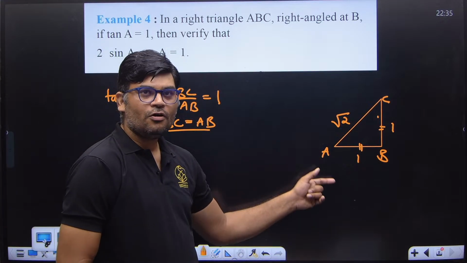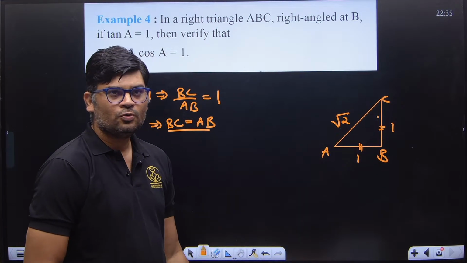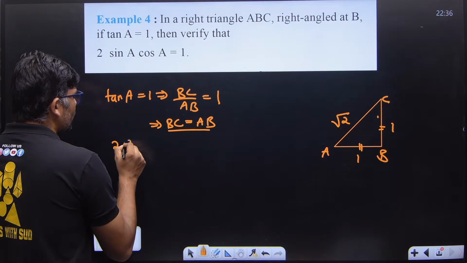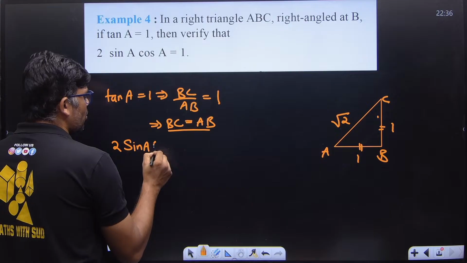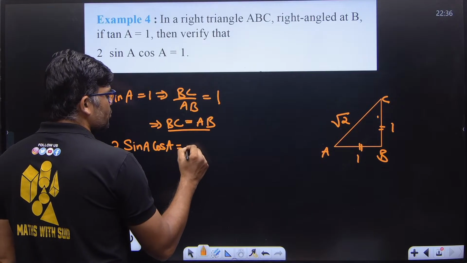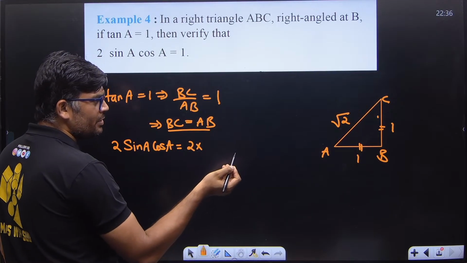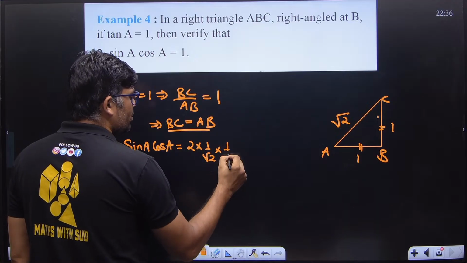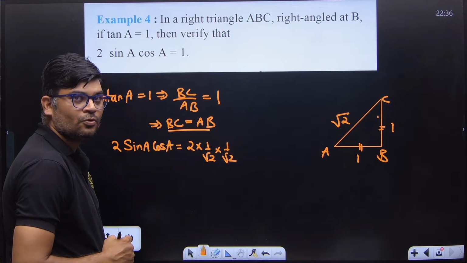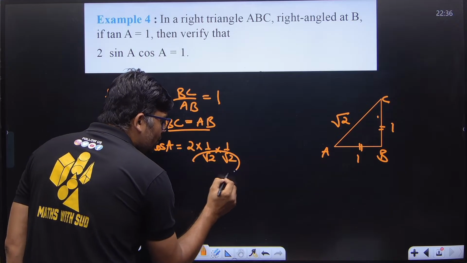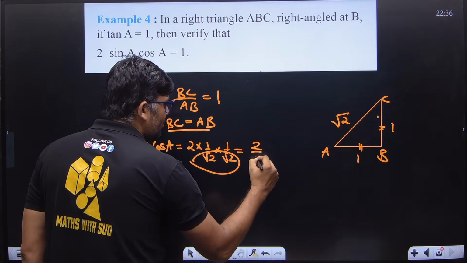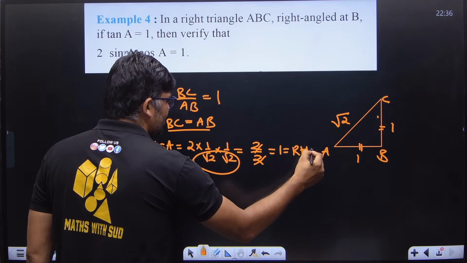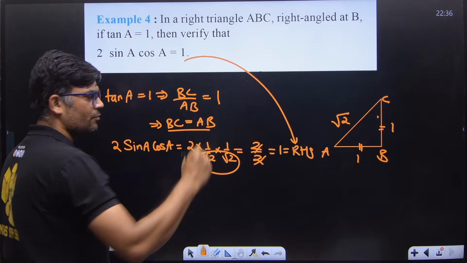Under root of 1 square plus 1 square is going to be 2. So can you tell me what 2 sin A cos A will be equal to? So 2 into sin A is how much? 1 upon root 2. And cos A is how much? 1 upon root 2. And root 2 and root 2 together form 2, which becomes 1, which is equal to the RHS, which we needed to prove.